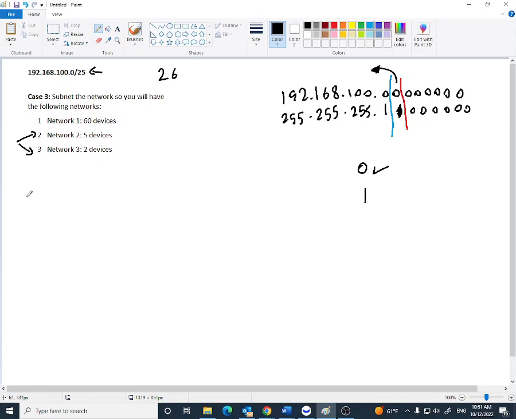So for network 1, the IP address is going to be 192, 168, 100, and since I'm using 0, it's going to be 0 with a prefix of 26. At this point, I know I answered number 1, and I took this out. Now I move on to the next possibility, which is putting this as 1, and that's what I'm going to do. I'm going to come here and put this as 1.